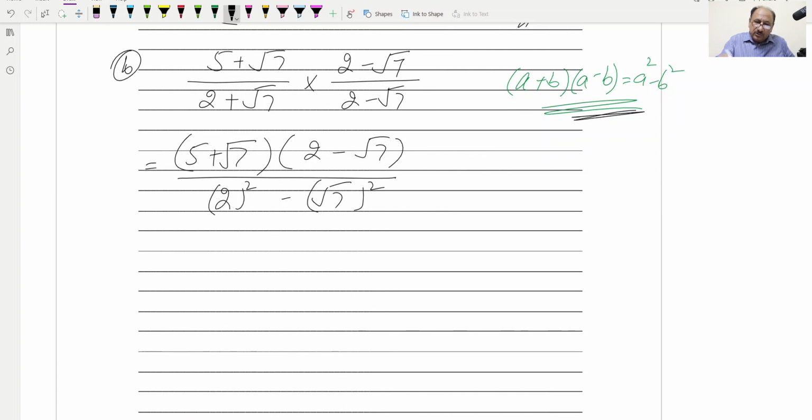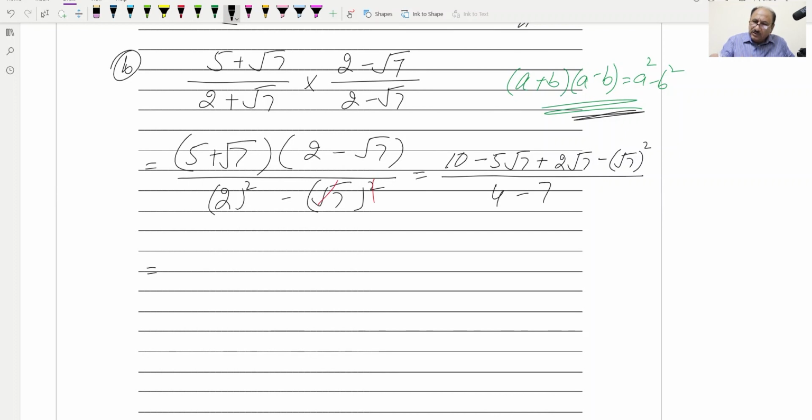This is by the formula which we have applied, and this will be equal to 5 multiplied by 2 will be 10, then 5 multiplied by minus under root 7 will be minus 5 under root 7, and then under root 7 multiplied by 2 will be plus 2 under root 7, and minus under root 7 multiplied by plus under root 7 will be minus under root 7 squared, and divided by 4 minus this square, and square and square root will cancel, and this will be 7.